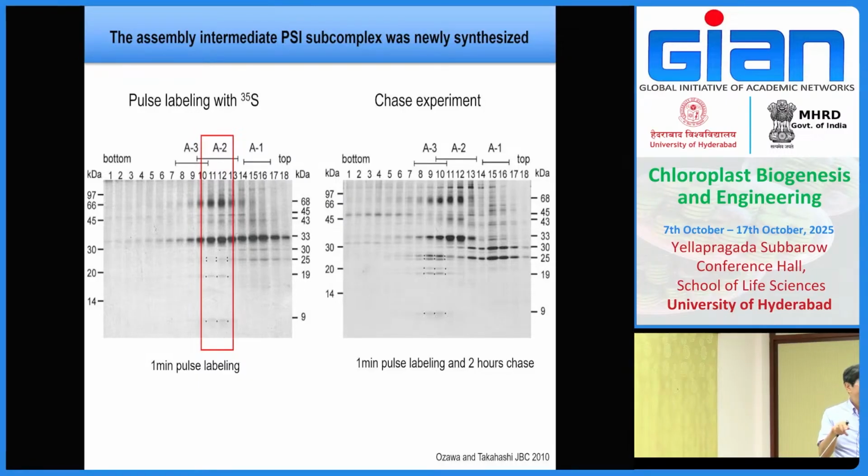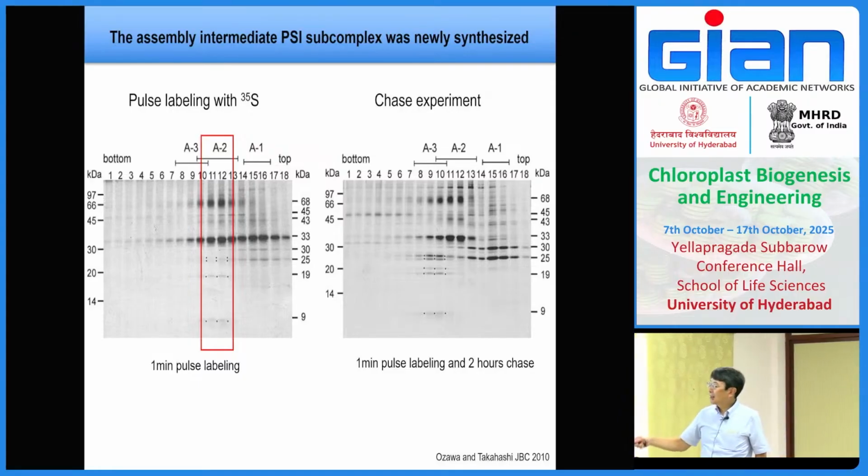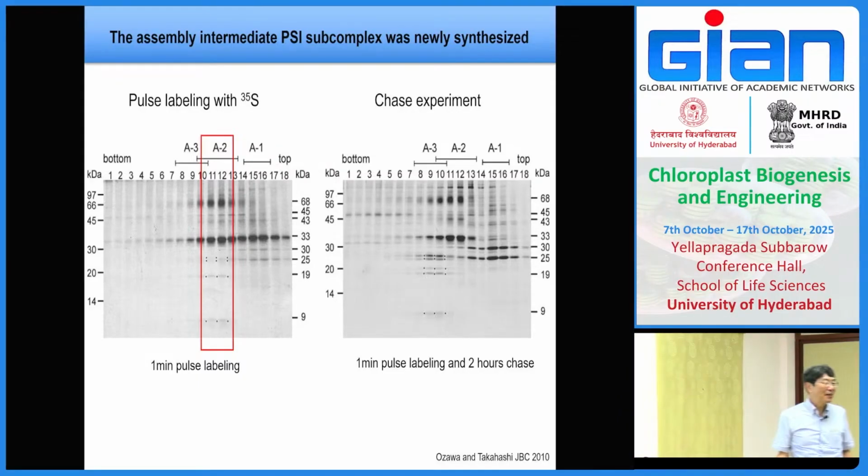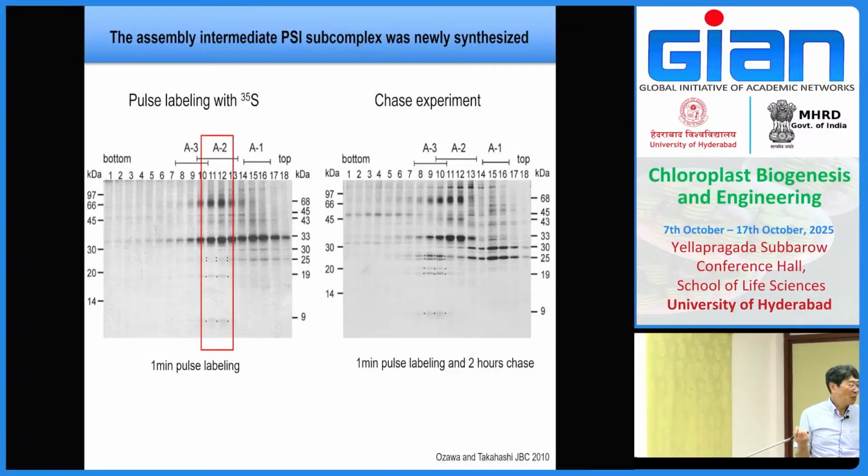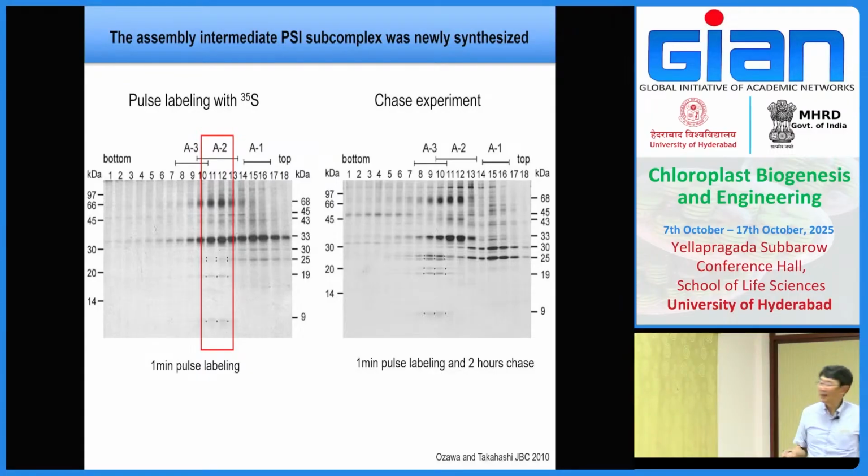If we use a large amount, we have to use a lot of radioisotope, which is expensive and dangerous. So we used a small amount. Separation was not as good as before, but we could still separate the A1, A2, A3 bands. It's a little more overlapping, but we could separate. After pulse labeling, which is only 1 minute, you have to work very carefully.